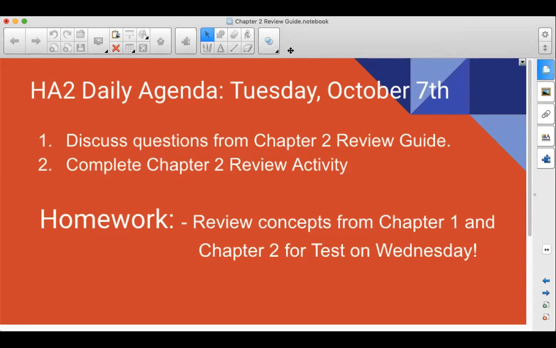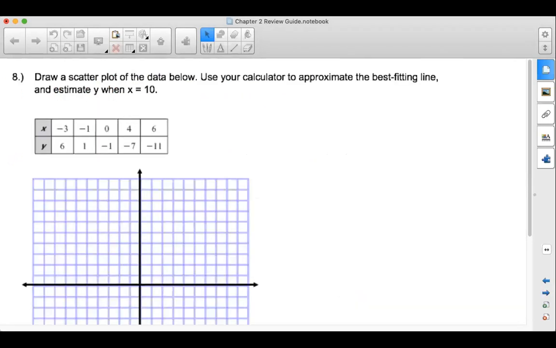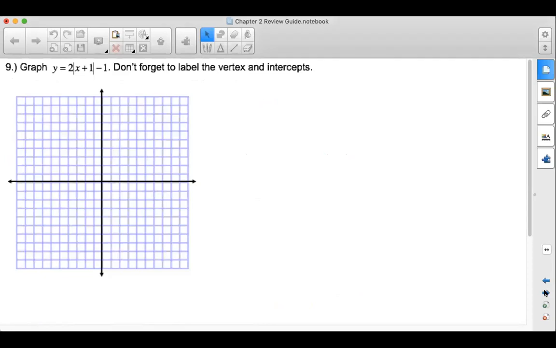So if you look at your review worksheet, if you could take out the chapter 2 review worksheet. And we're going to go to number 8. Not 8, 9. So we're going to look at number 9 first. Number 9 actually wants us to do a couple of things.